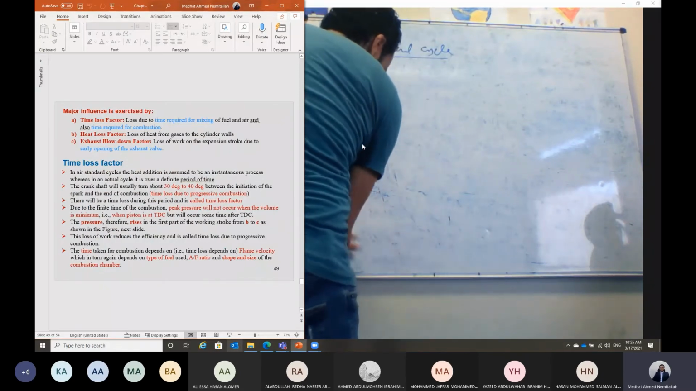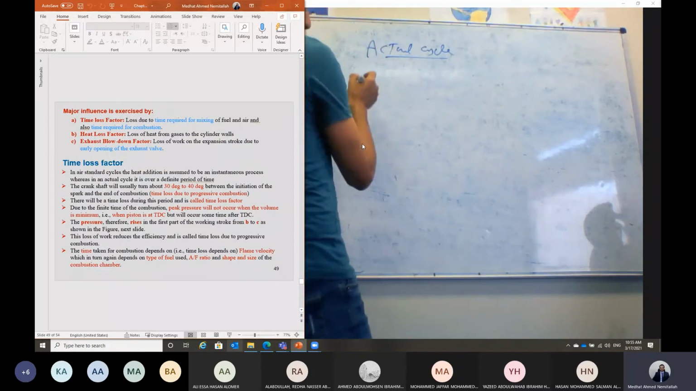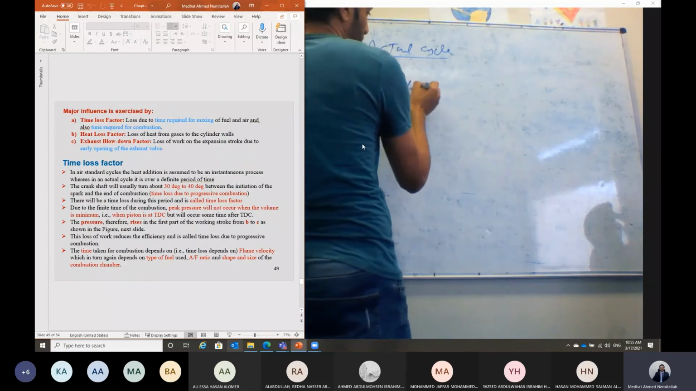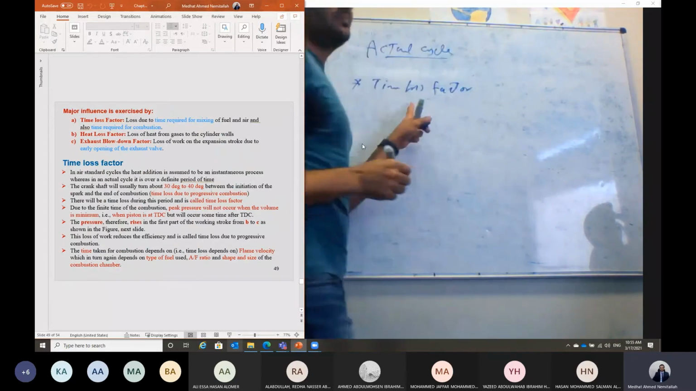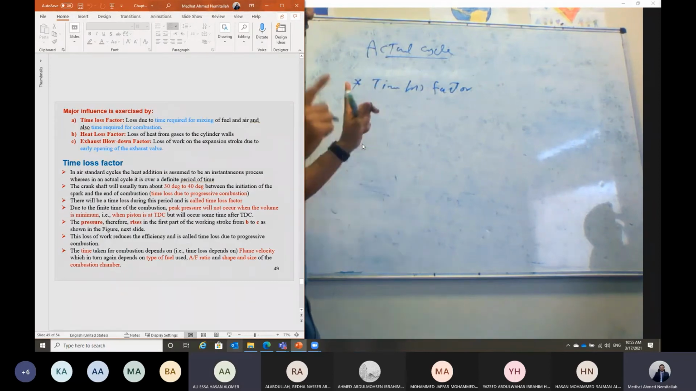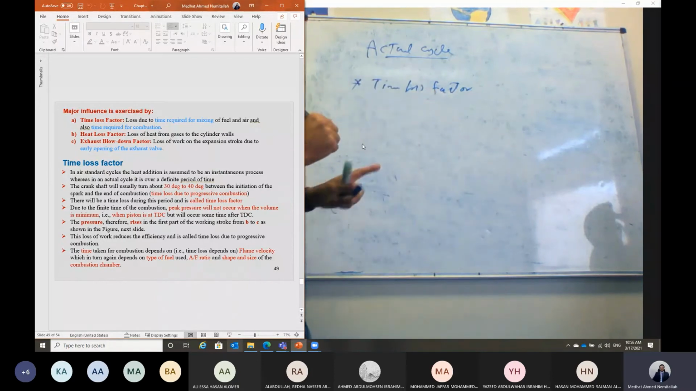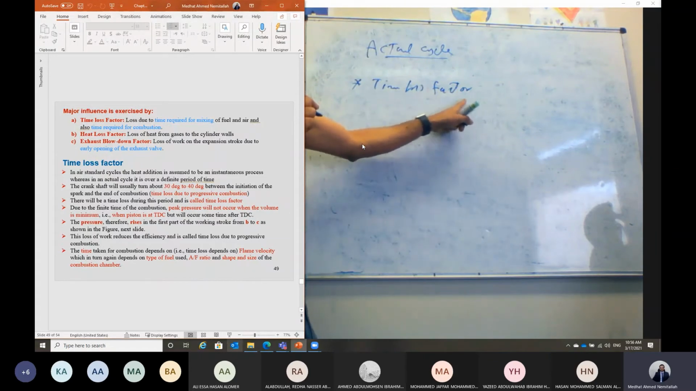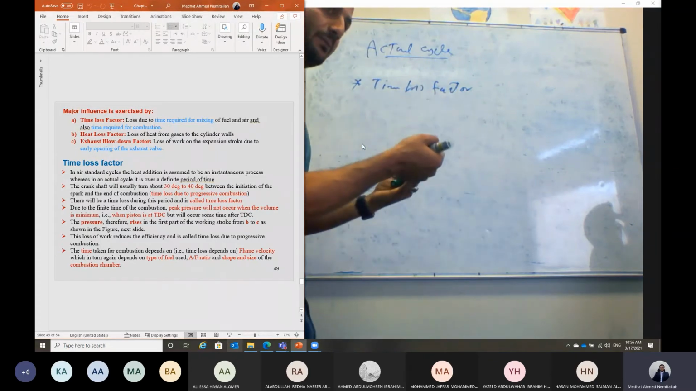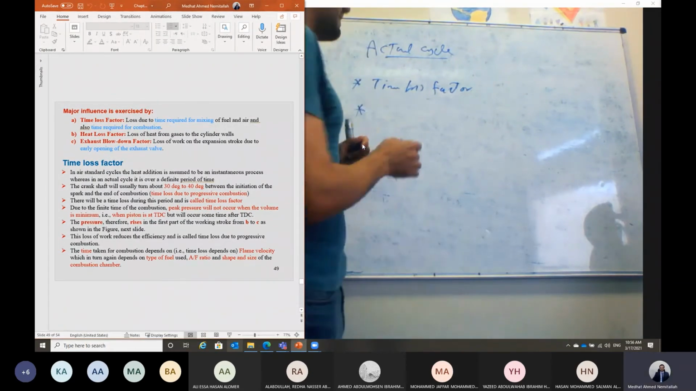We can define three factors for the actual cycle. We can define the time loss factor. Time loss due to what, Shabab? Which process needs time in this case? The process in which the combustion takes place, which is progressive combustion. But in the case of the fuel air cycle, it is instantaneous combustion. So there is a time loss factor, in that the combustion is progressive and it needs time, and this will result in more losses. We have another factor, which is the heat loss factor.